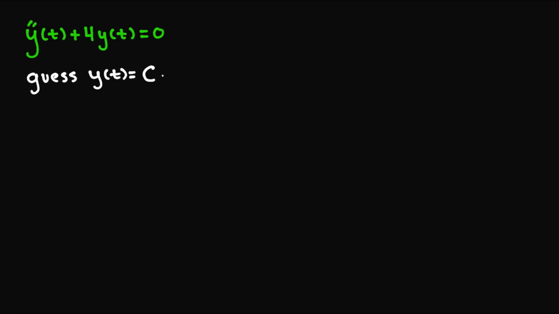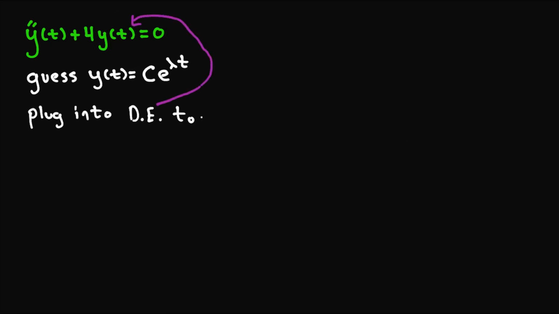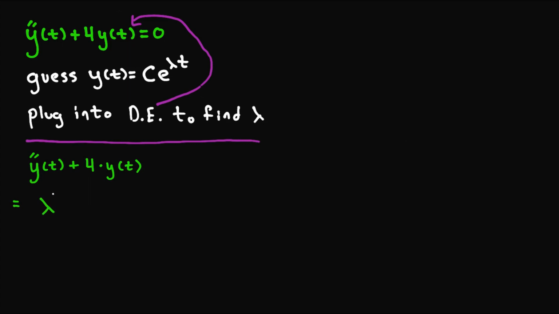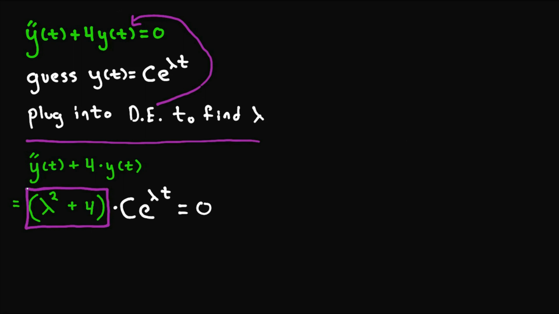I want us to go through this example one more time and really look at what's happening. Again, we have our differential equation y double prime of t plus 4y of t is equal to 0, and we guess that our solution is some y of t is equal to ce to the lambda t. We need to plug our function into the differential equation to find lambda. When we computed y double prime plus 4y, we ended up with lambda squared plus 4 all times ce to the lambda t. What I want you to take notice of is this equation lambda squared plus 4.